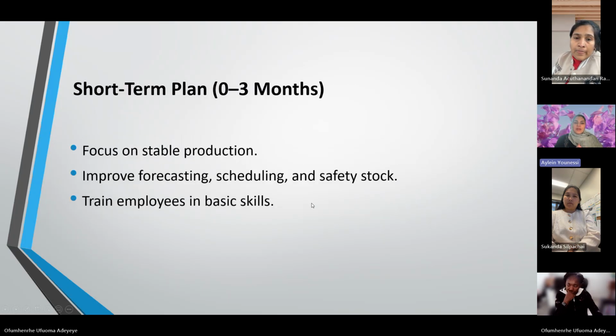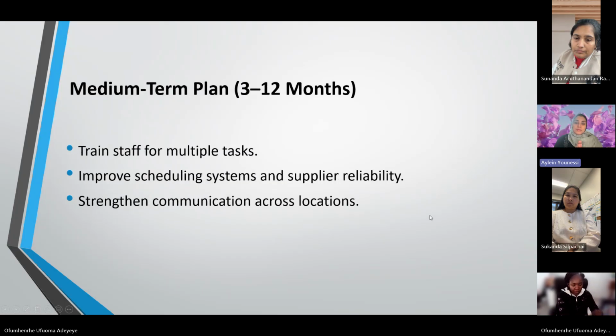In the short term, the organization should focus on creating a stable production process. This includes improving forecasting, scheduling better, and keeping the right amount of safety stock. Basic employee training is also important so workers can do their jobs correctly and avoid mistakes. Next, the medium-term plan, which is 3 to 12 months.